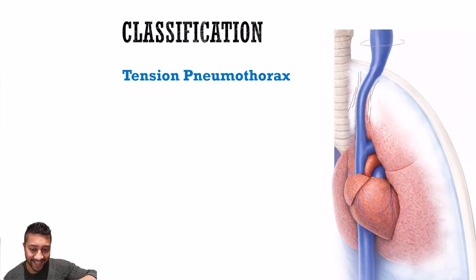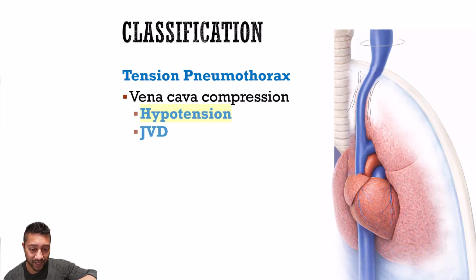The last classification is a tension pneumothorax, where the patient develops enough air leak and pressure buildup within that pleural space that it starts to compress against the other structures within that chest cavity, most notably the weak-walled superior and inferior vena cava. By compressing the crud out of these vessels, the amount of blood that can actually return to the heart is going to be greatly reduced, leading to significant hypotension and jugular venous distension. Now, you might even see the trachea shift to the opposite side of the pneumothorax if there's enough pressure there, but this is actually a pretty rare finding.